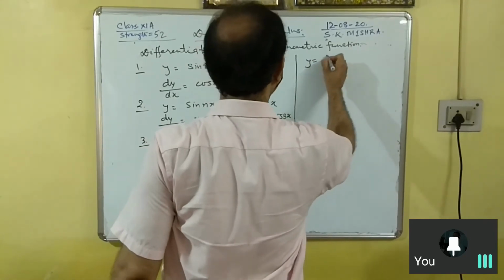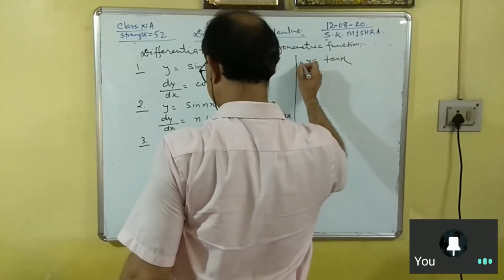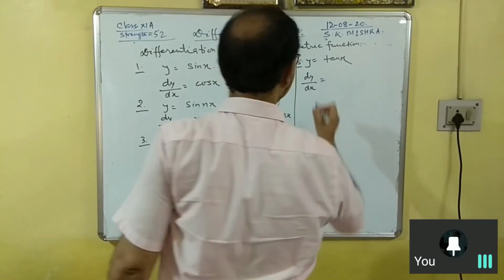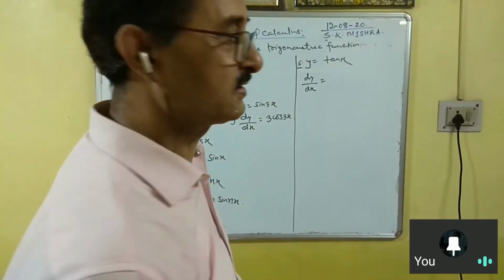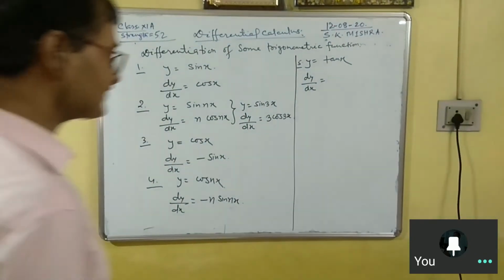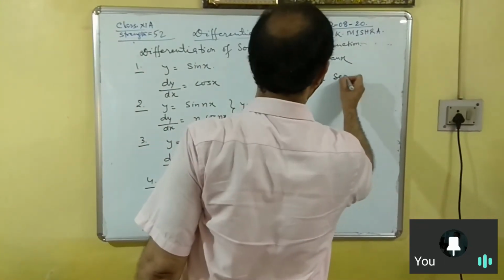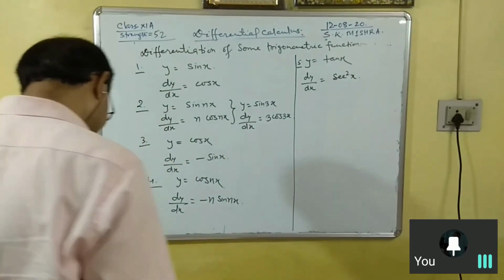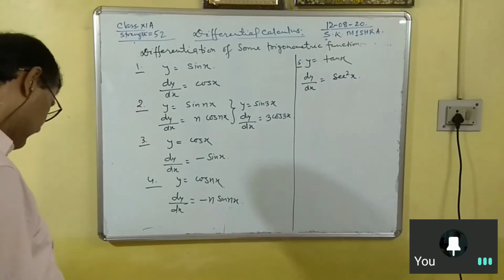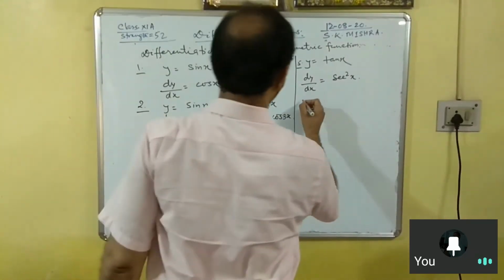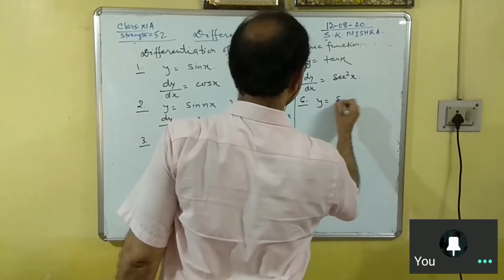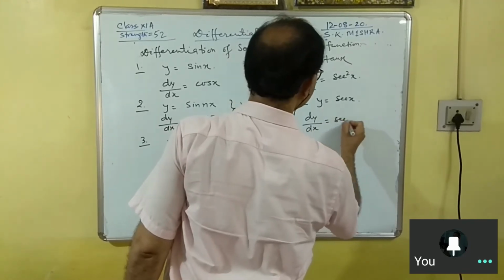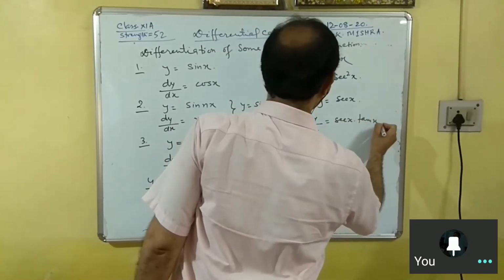If y is equal to tan x, then dy by dx is sec square x. So if you want to differentiate tan x, it is sec square x. And if y is equal to sec x, then dy by dx is sec x into tan x.